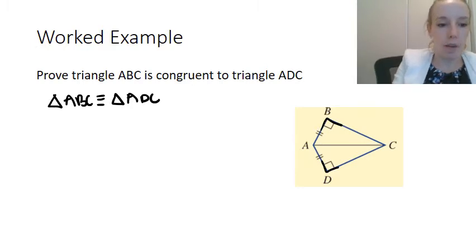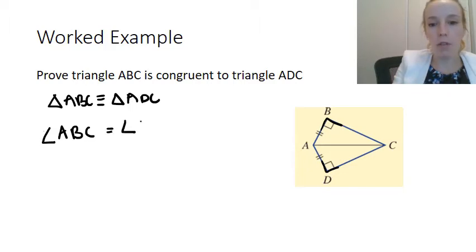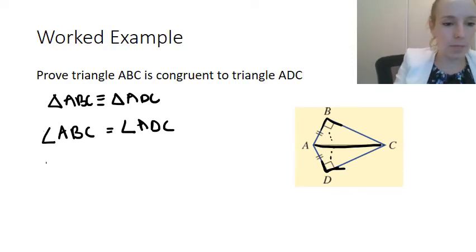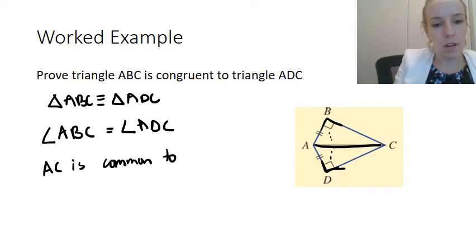So angle ABC is equal to the angle we've got for ADC. So they've got one equal angle there. They also share a hypotenuse, so you can see they're both pointing to the hypotenuse. So AC is common to both.